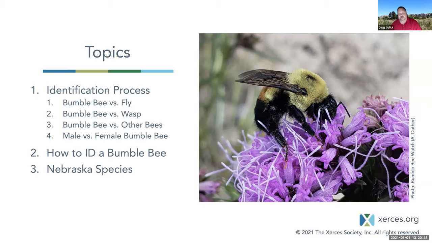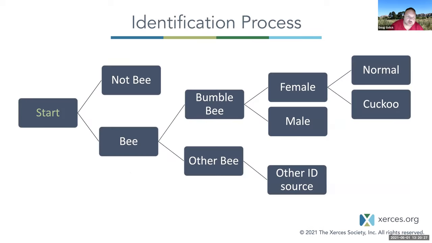Identify a bumblebee from other bees and then Nebraska species. This chart represents the mental steps, the process you need to go through. A lot of us do this without thinking when you learn how to identify bumblebees from other insects, but it's sort of a decision tree. These are good mental models for how you can go through and identify a bumblebee from something else. The start here is to figure out whether it's even a bee or not.